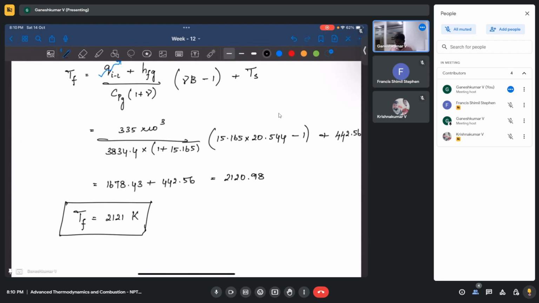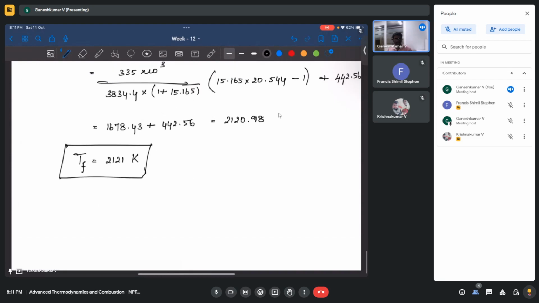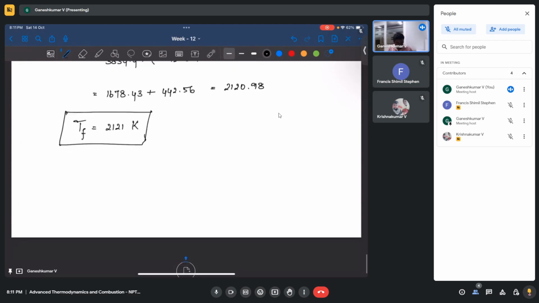But in reality, 2121 is itself a very high temperature for these things to happen. At 2121 Kelvin, people basically never operate in that region. They have to keep temperatures below 1800 Kelvin. So they either cool it down or reduce it as much as possible, either by performing lean combustion or by mixing. So that could be one of the reasons the flame temperature is coming out a little bit higher.